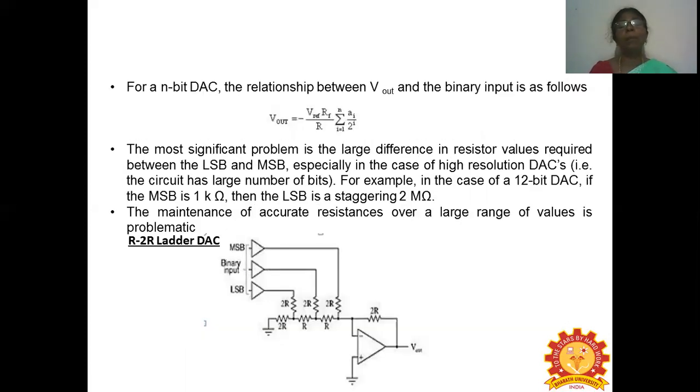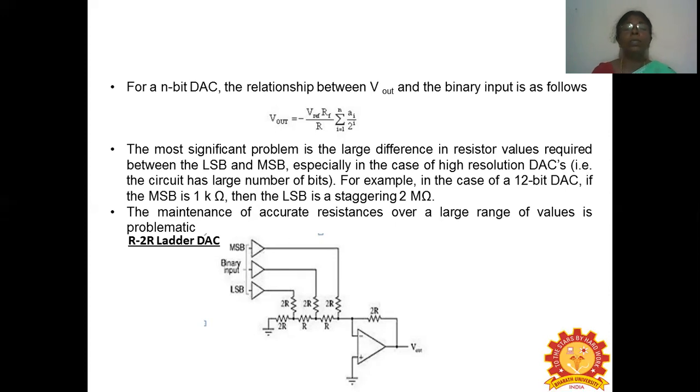For an n-bit digital to analog circuit, the relationship between the output voltage and the binary input is as follows. Therefore, V out is equal to minus V reference into RF divided by R, summation i equal to 1 to n, A_i by 2 to the power i. So we can substitute i values from 1 to n.